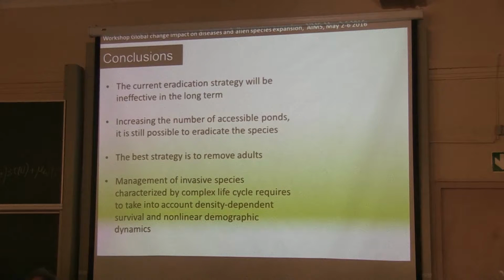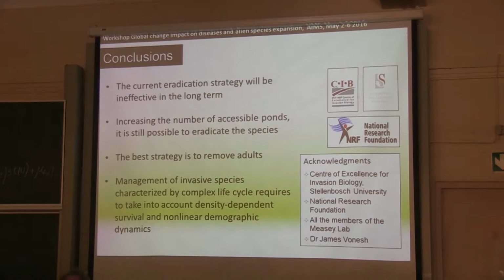My conclusions are that the current eradication strategy will be ineffective in the long term, especially over 10 or 20 years. By increasing the number of accessible ponds, it is still possible to eradicate the species. The best strategy so far is to remove adults. And we also have to consider that management of invasive species characterized by complex life cycles, like amphibians, requires taking into account density-dependent survival and non-linear demographic dynamics. So, thank you very much for your attention.